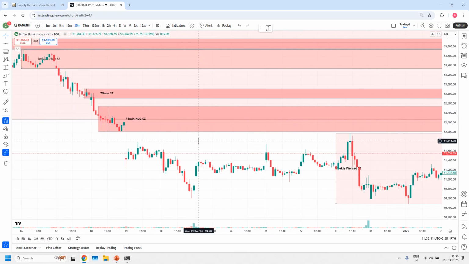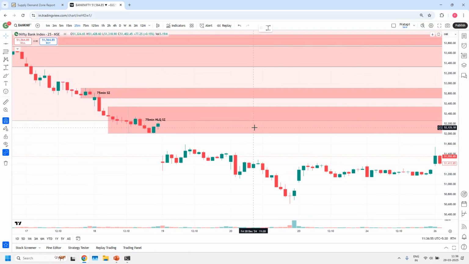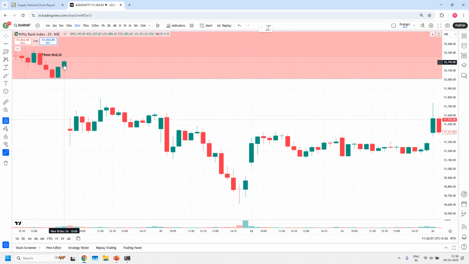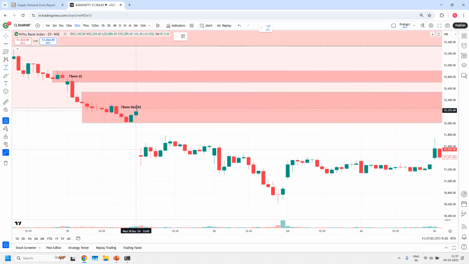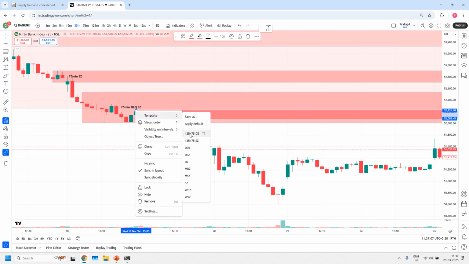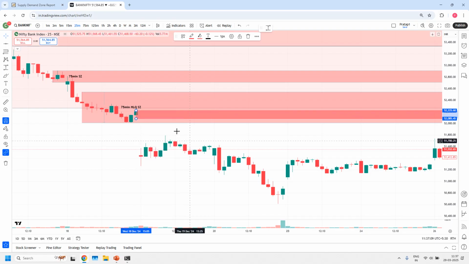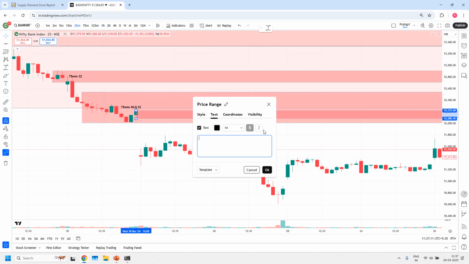So this is 18/12. This is 14:40. This is the one. Yes. So this is the area. Rally, base, drop with hidden body. This is the 25 minutes high liquidity zone. That means inside 75 minutes, we have a 25 minutes high liquidity zone. This is a 25 minutes high liquidity supply zone.